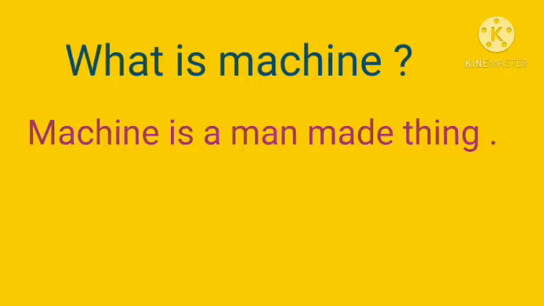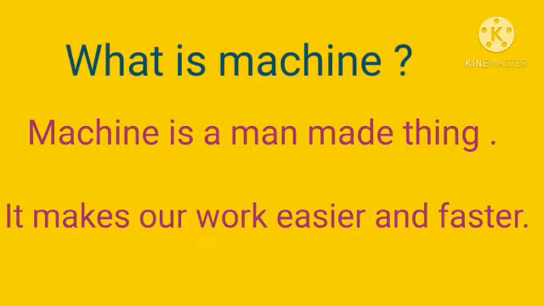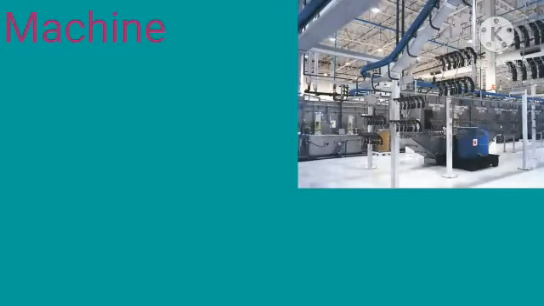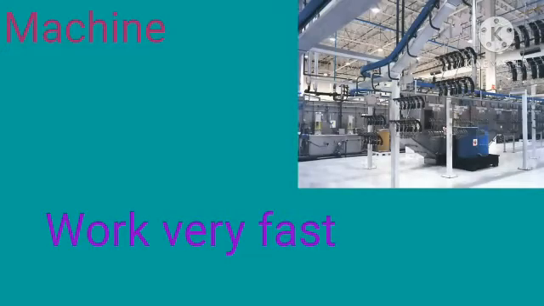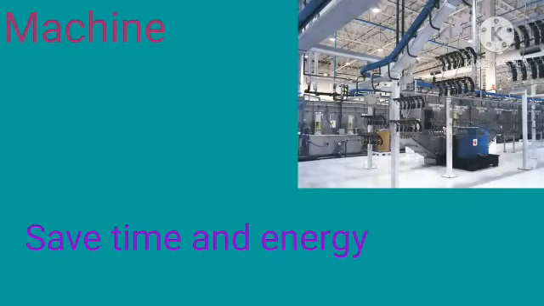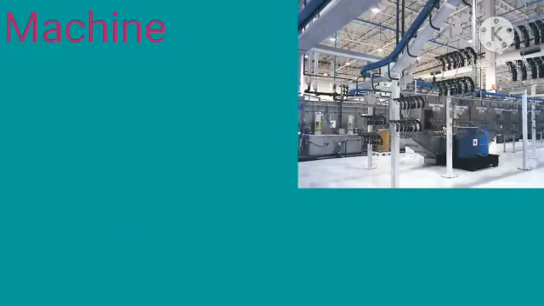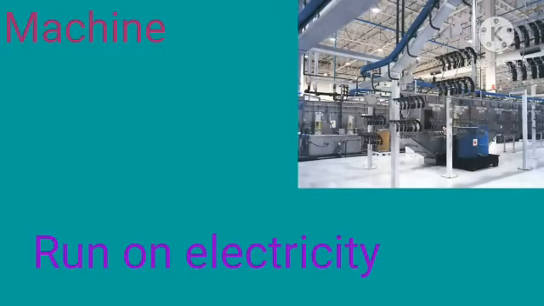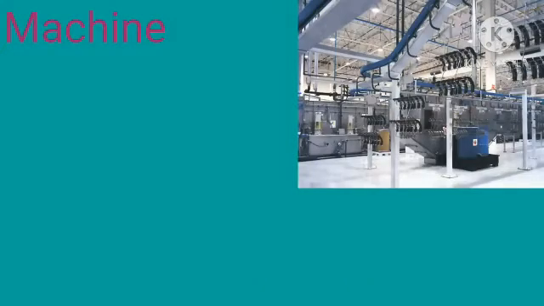A machine is a man-made thing. It makes our work easier and faster. Man made machines to help him. Machines are man-made devices. Machines work very fast. Machines save our time and energy. Most of the machines run on electricity. Machines are accurate. We use different machines for doing different kinds of work.